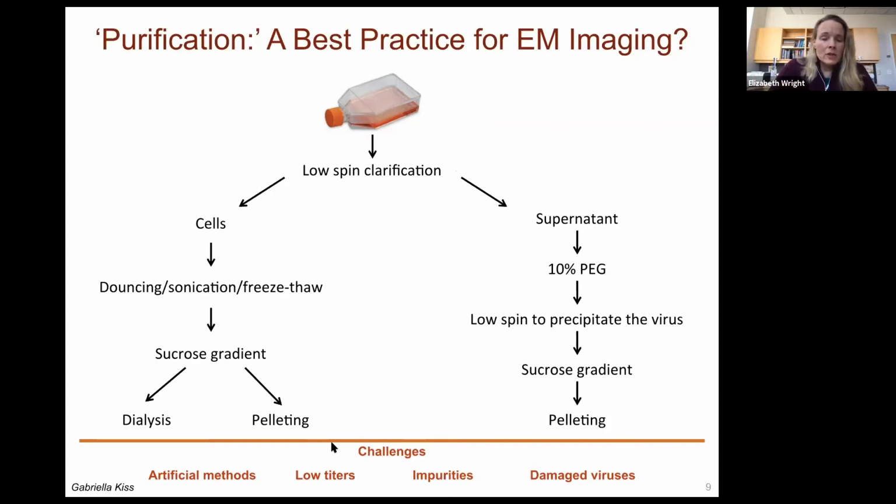But one of the other challenges we have with many of these envelope viruses is they grow to extremely low titers. Typically, it's a good day if we get a viral titer of 10 to the 7th particles, but that's very few particles when we spread them out on an EM grid. We can have challenges with impurities, so cell debris still being present, and of course, damaging the virus particles. So how do we think about resolving some of these challenges with doing harsh purification?